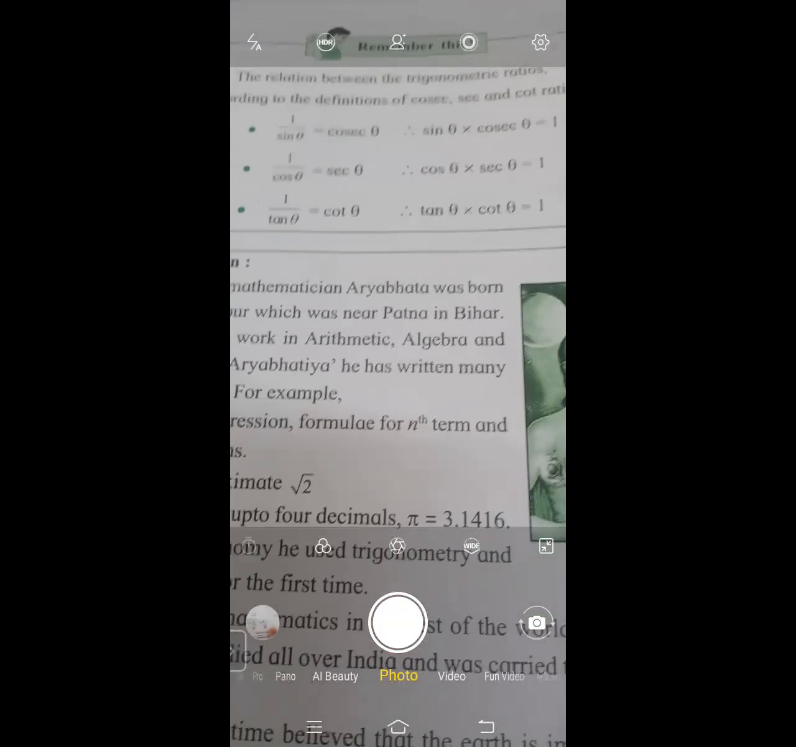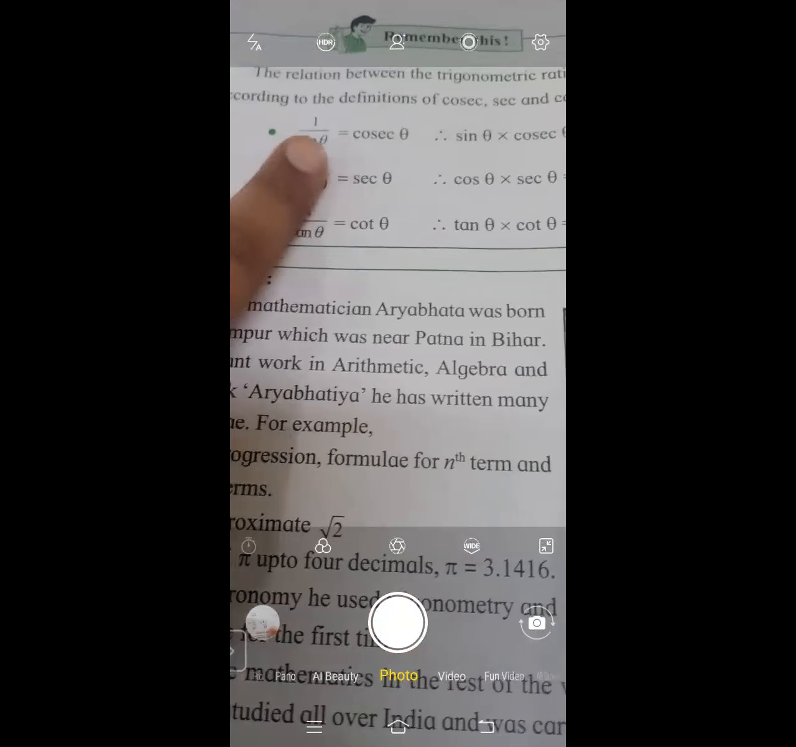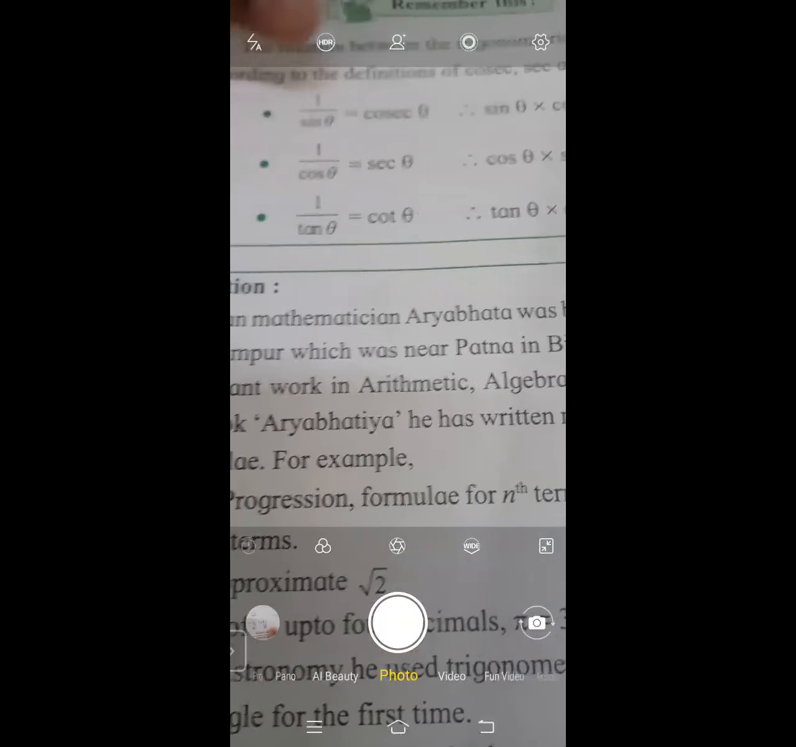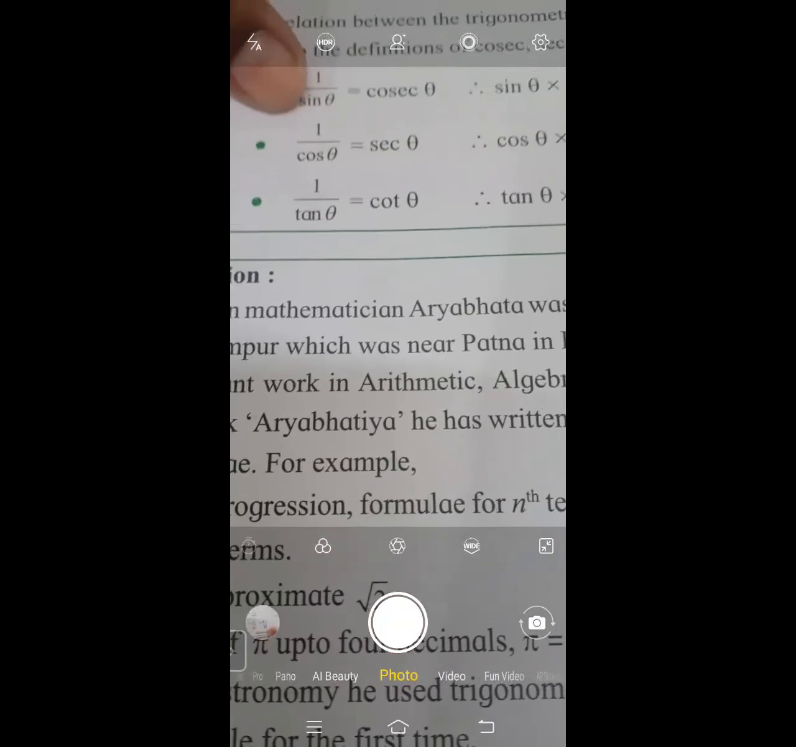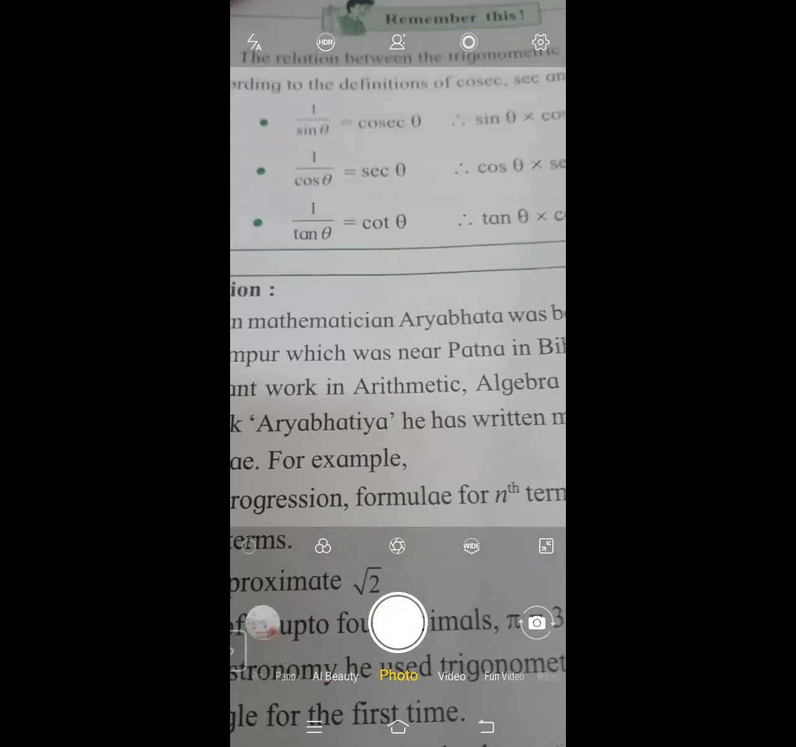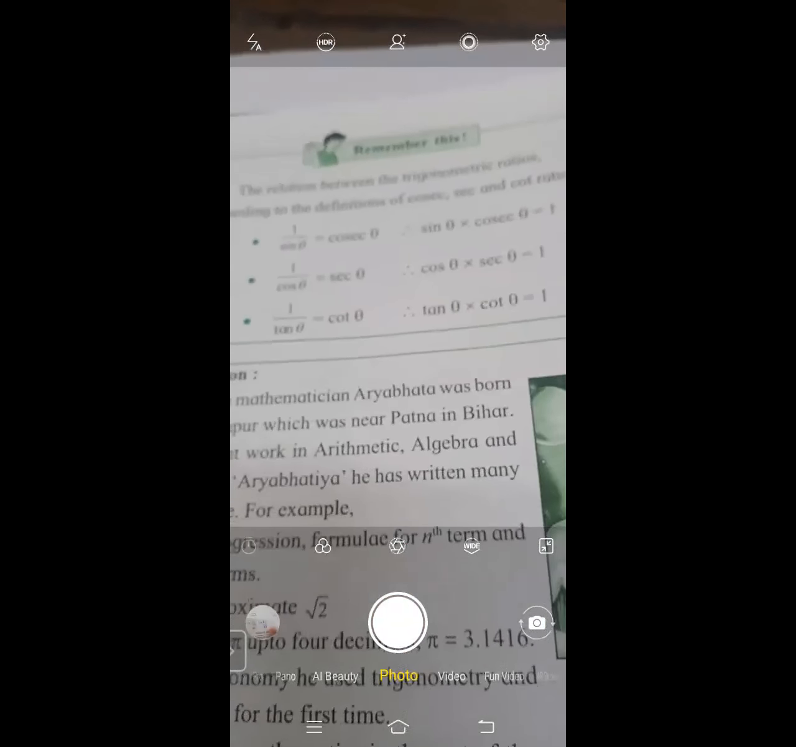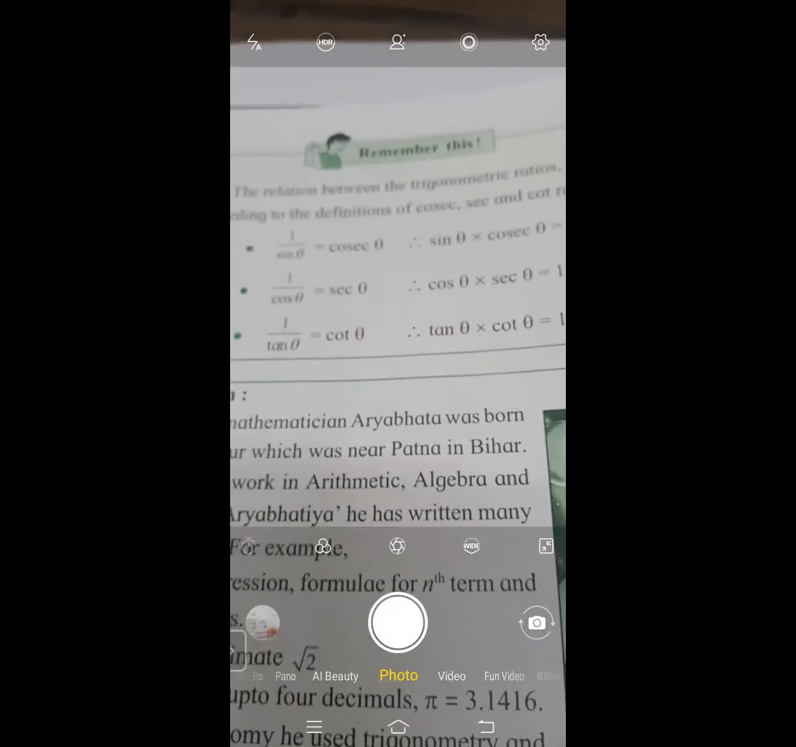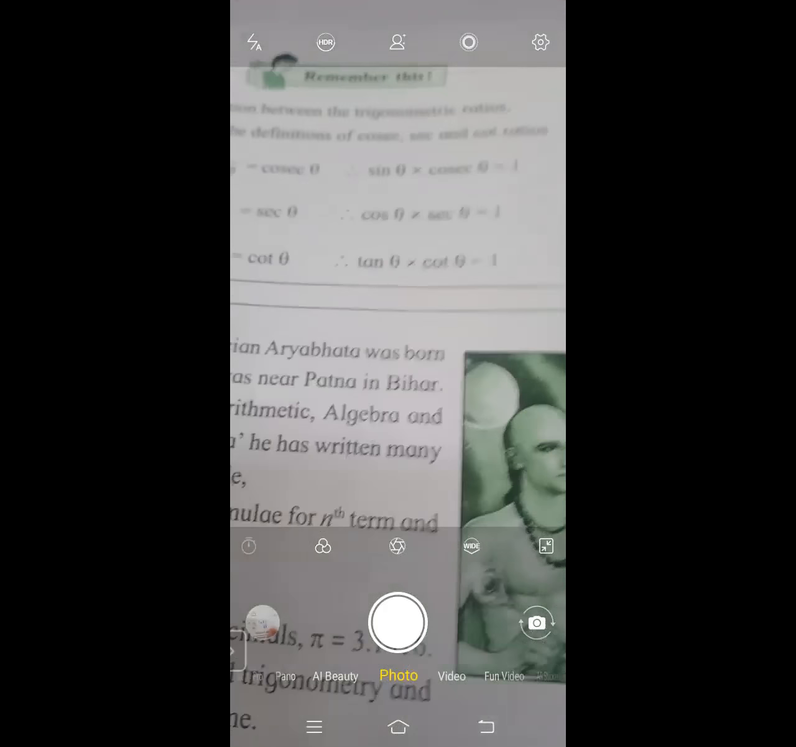So is there any need to remember these identities? If you remember that 1 upon sine theta is equal to cosec theta, it is basic. You know that sine theta is dividing on this side, and if it goes on the other side, it will multiply and we get the identity that cosec theta into sine theta is equal to 1. As they are reciprocals, you can substitute the values and check this identity.